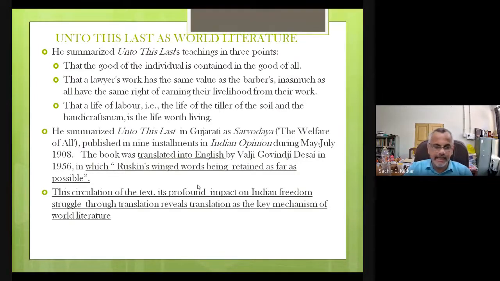So what you see is there is an English book translated into Gujarati, and now it is retranslated back into English, which is a strange phenomenon, right? So this movement of a text from English to Gujarati and from Gujarati back to English is what we understand as circulation of text, right? And its profound impact on Indian freedom struggle through translation reveals translation as one of the key mechanisms of world literature. So you can see that translation here has a profound influence on freedom struggle, nothing less than that.